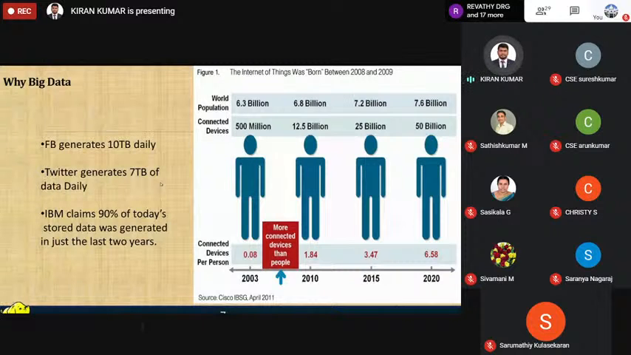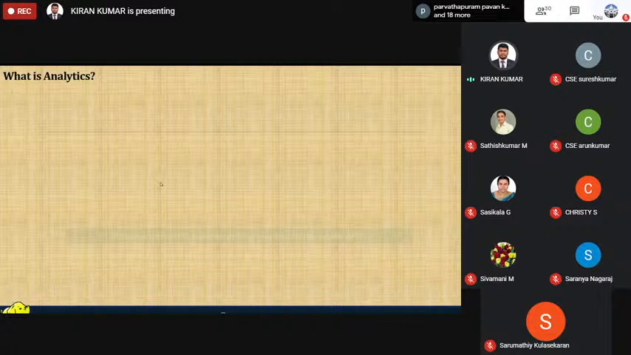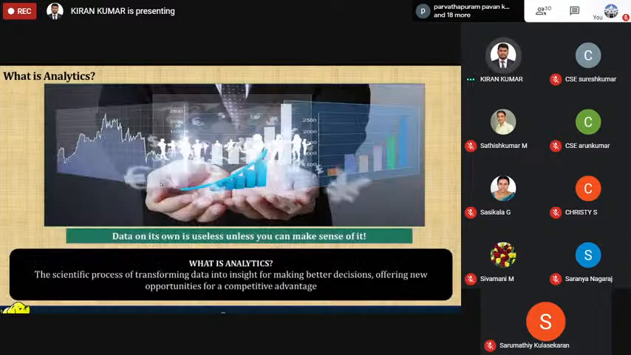The question is what we can do by having that information. The answer to that question is what we call analytics. If I collect and warehouse the information but do nothing with it, then it is useless. Let us understand what analytics is and how it benefits us. As I said, data on its own is useless unless you can make some sense of it. But if you take some insights out of that data, it makes sense.